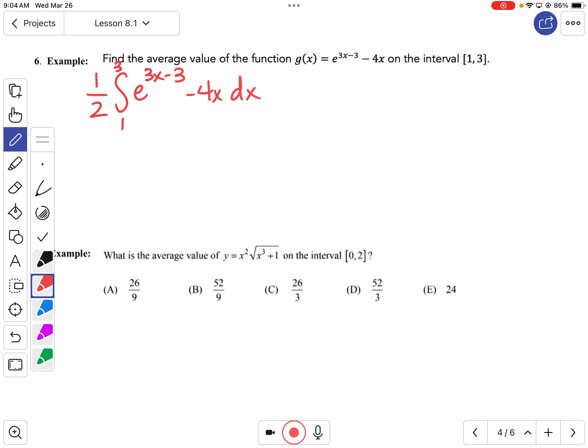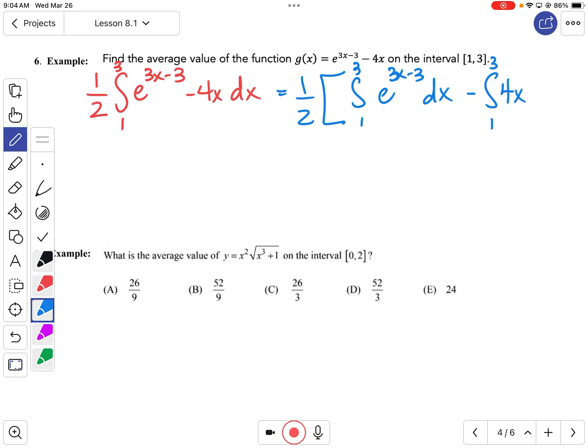Because I've got that e to the 3x minus 3, that's definitely a composition. So what I'm going to do is keep that 1/2 out in front, and split this into 2 integrals. Minus 4x is no big deal, but that integral from 1 to 3 of e to the 3x minus 3, that one is a big deal. The integral from 1 to 3 of e to the 3x minus 3 dx minus the integral from 1 to 3 of 4x dx. I'm going to leave it like that and separate it using my properties of integrals.